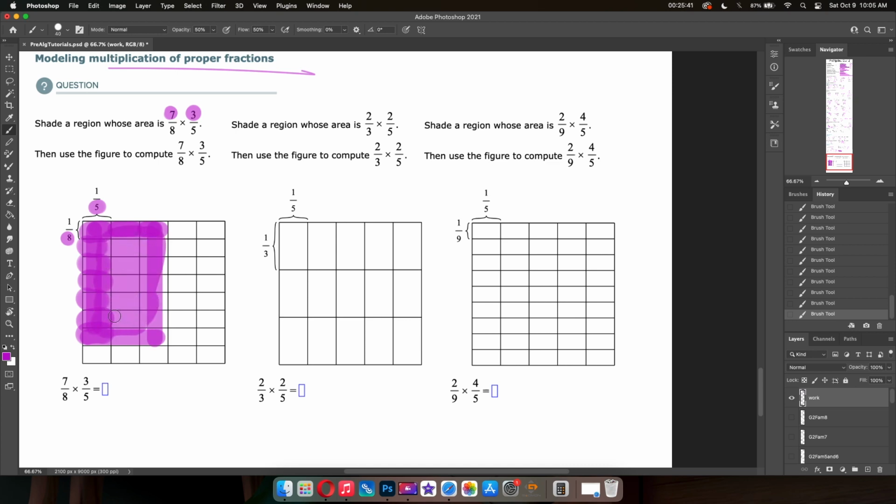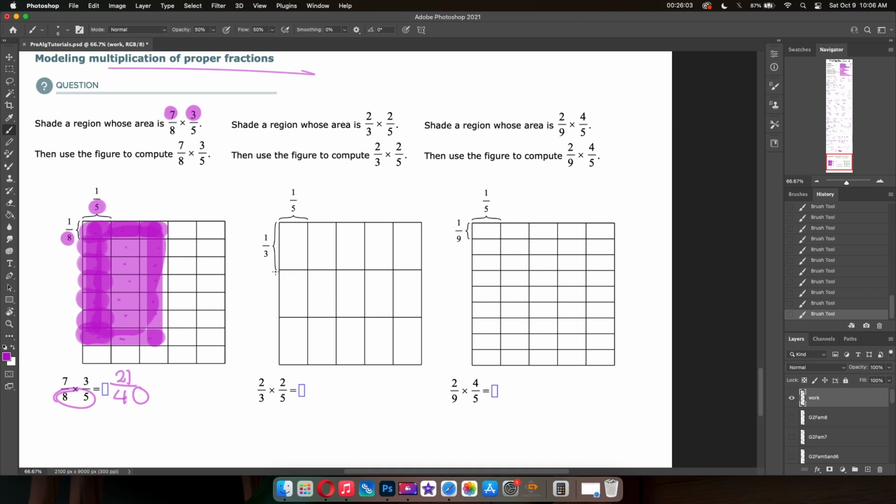So now here's the question. How many of those boxes did I shade? 1, 2, 3, 4, 5, 6, 7, 8, 9, 10, 11, 12, 13, 14, 15, 16, 17, 18, 19, 20, 21. Which is convenient because 7 times 3 is 21. And then how many boxes are there total? Well, what's 8 times 5? 40. That's what they're expecting you to do for this topic.